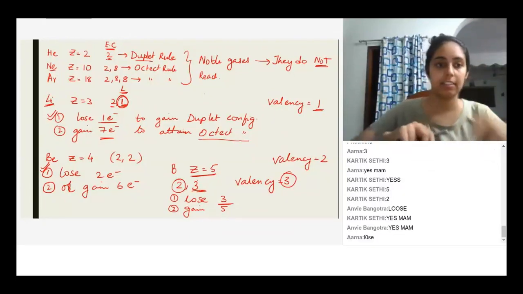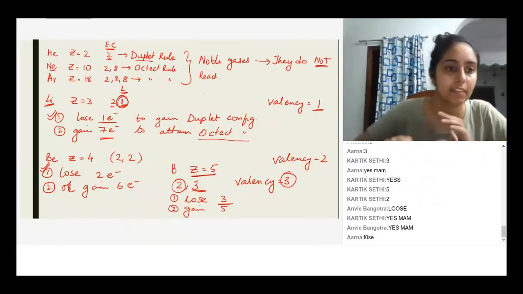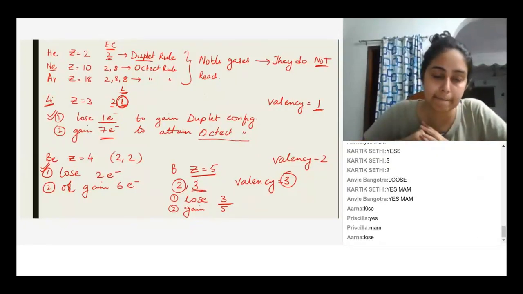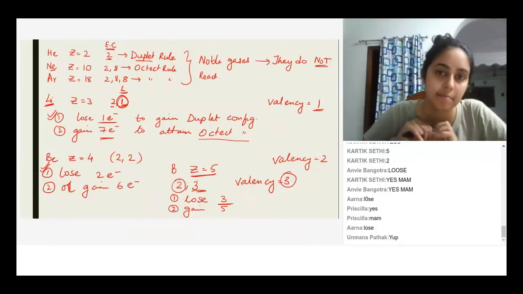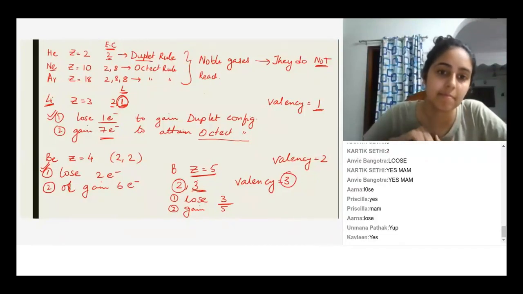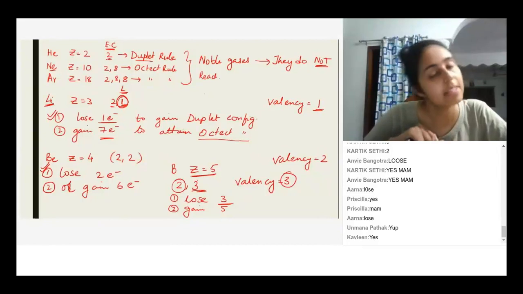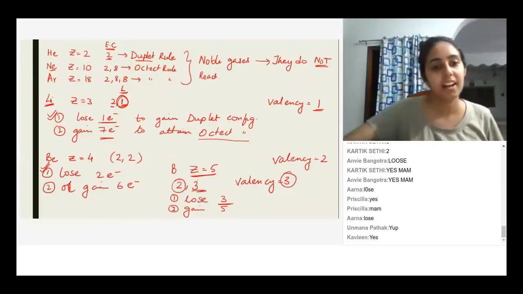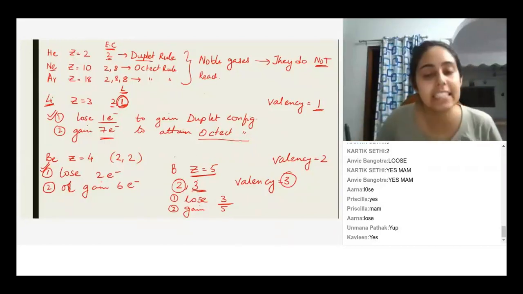Ma'am, I have a doubt. Yes, Bhavya. Ma'am, if the atomic number of any element is 2, then the valence shell will be the K shell. Yes. Okay, all right. So the valency is 3.